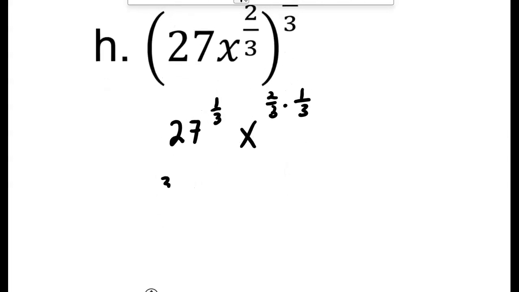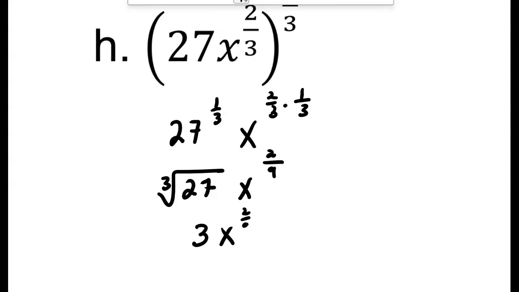So this becomes the cubic root of 27. And this other one becomes x, well, multiply across with fractions. Remember, 2 times 1, which is 2. 3 times 3, which is what? The 9. And then, guys, what's the cubic root of 27? Hopefully you got that one down. 3. We got x to the 2 ninths.